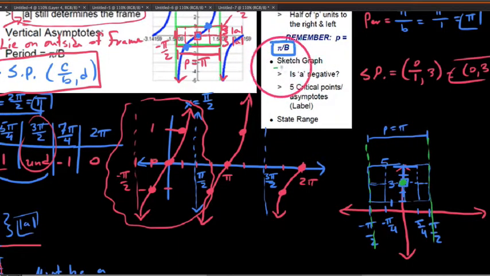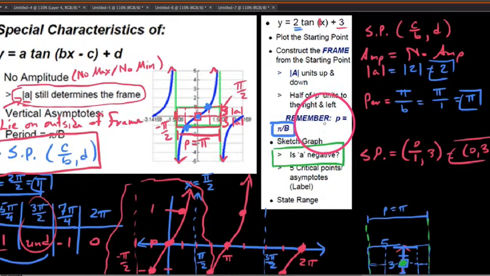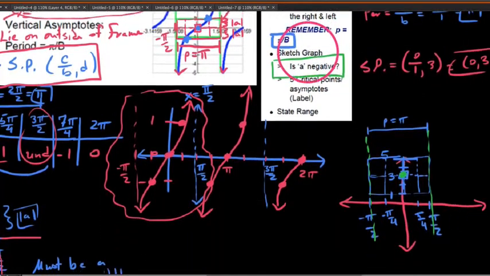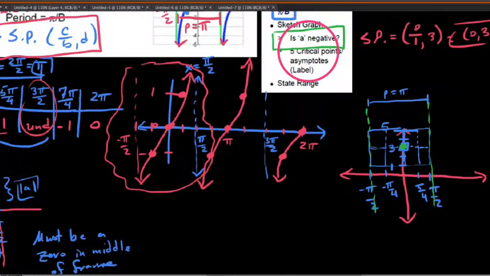Now the last thing we want to ask is, is A negative? The A being negative or positive basically means, are we going to have a reflected graph or not? Because our A value is positive here, we have a non-reflected tangent graph. And since tangent is always increasing, our graph has to go up and through this point here.